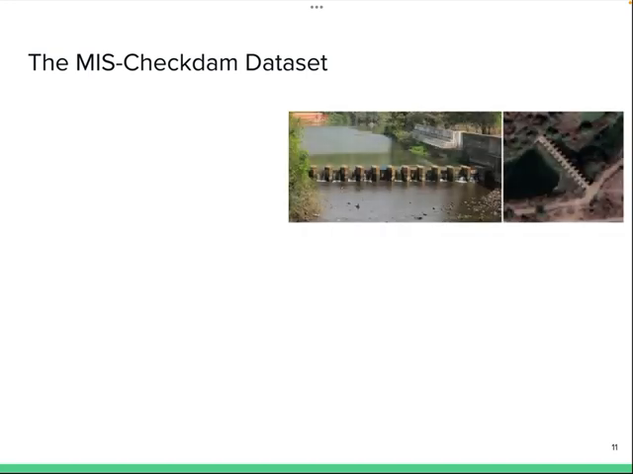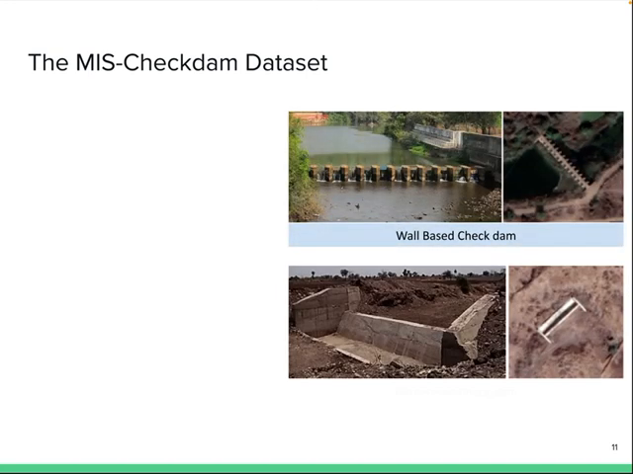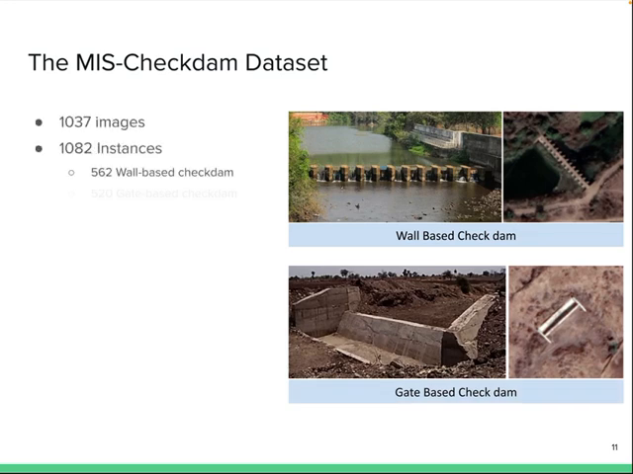Here I will mention briefly the details of our MIS checkdam dataset. Our dataset has 1082 instances of checkdam across 1037 images of 640 x 640 pixel dimensions. Object instances come from two categories. We have 562 instances of wall-based checkdams and 520 instances of gate-based checkdams.